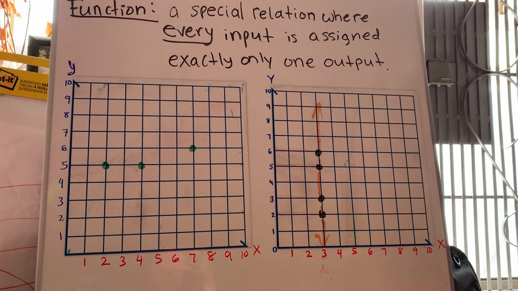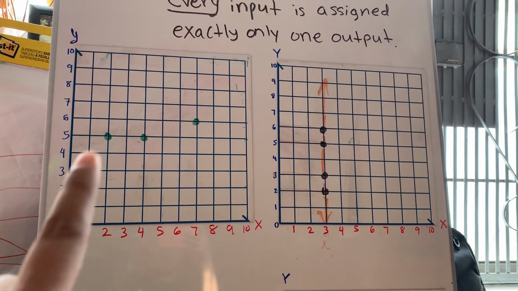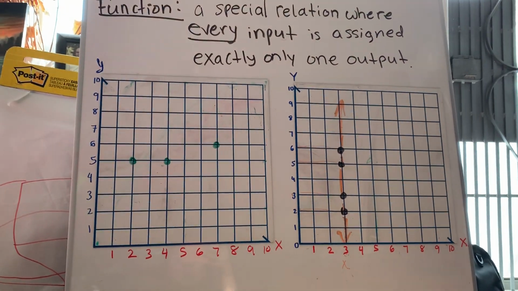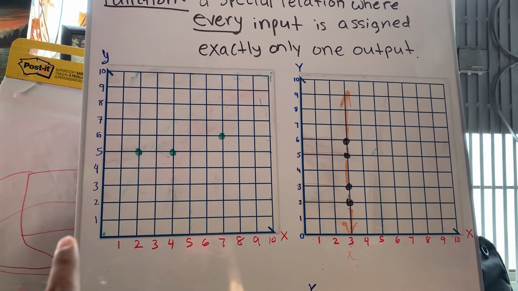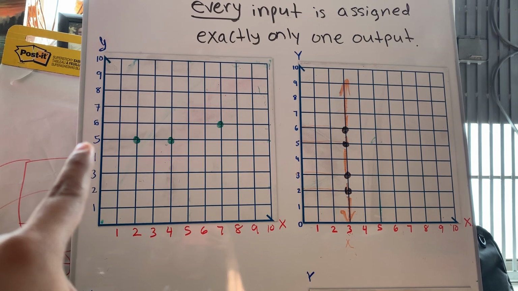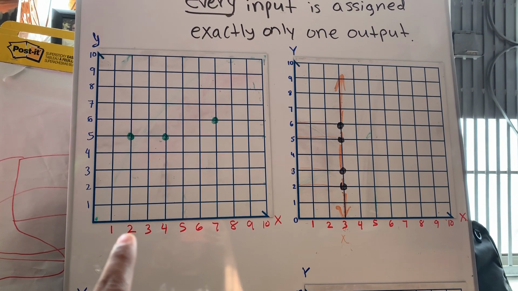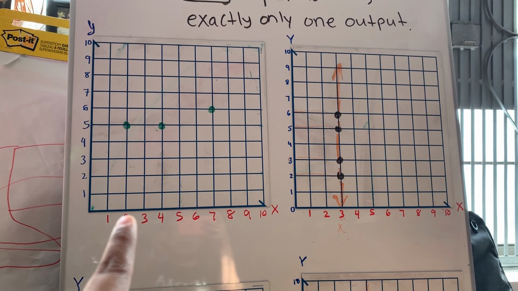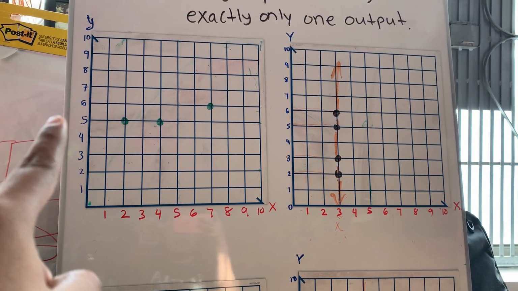If you look at the first graph to the left, it is represented by 3 dots. And if you look at the first dot, it's telling me what? That when I input 2, I get output 5. Notice input 2 only has 1 dot, which means it's just one output assigned to 2.